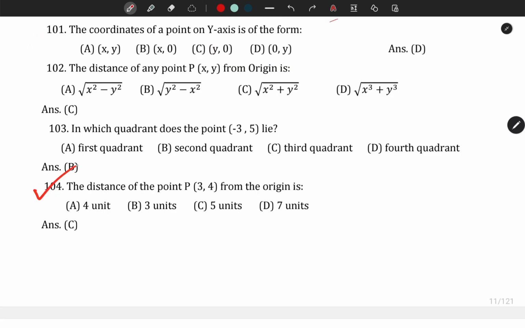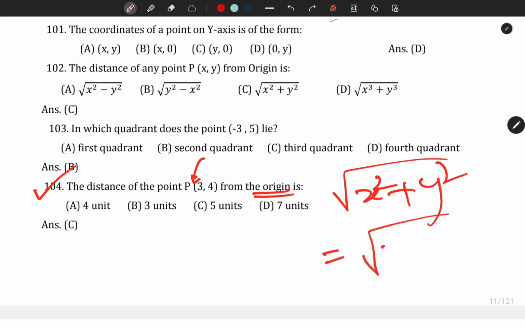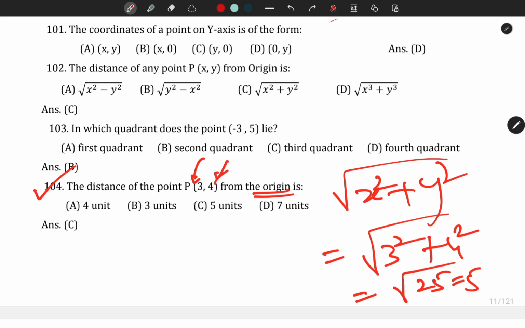And we can use this same formula here, distance from the origin. So you can use root over x square plus y square. So x will be 3 square, and y is 4, so plus 4 square. 3 square plus 4 square will be 9 plus 16. 9 plus 16 will be 25. Root over 25 is 5. So answer is 5 units.